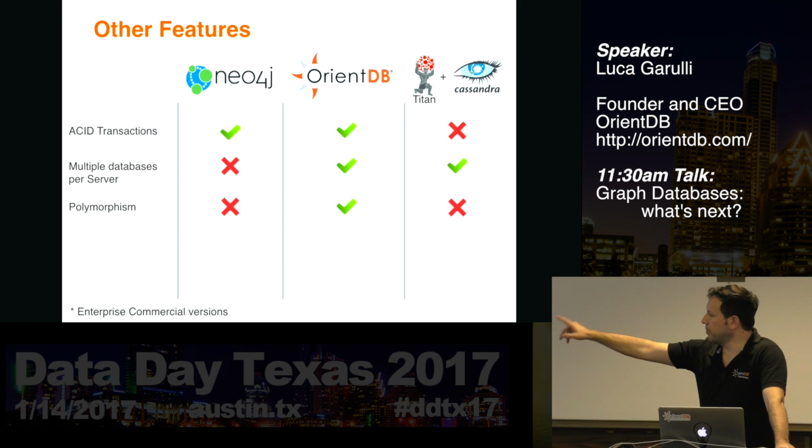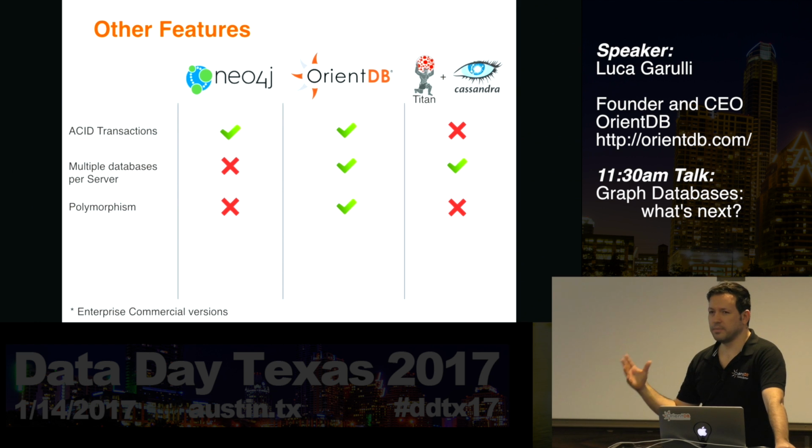Polymorphism, we already talked about polymorphism, but only OrientDB is supporting polymorphism. I don't know if the other graph databases are going into it. Polymorphism is an old concept, so if they didn't implement it so far, I don't think that they will implement it in the future.